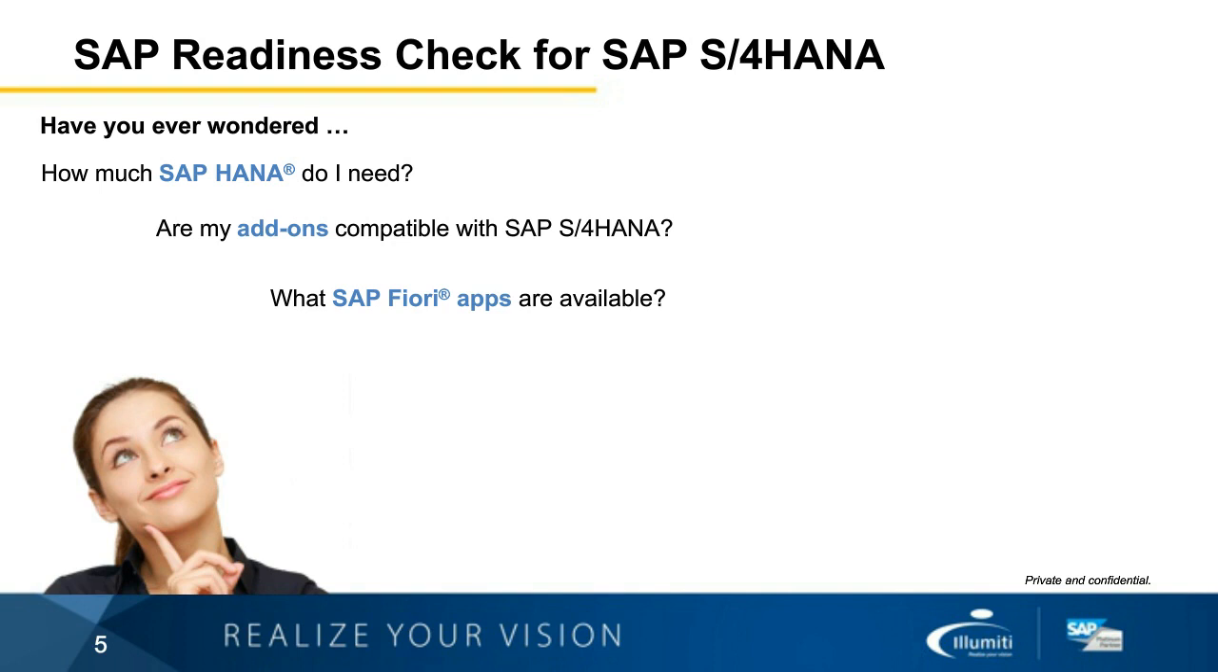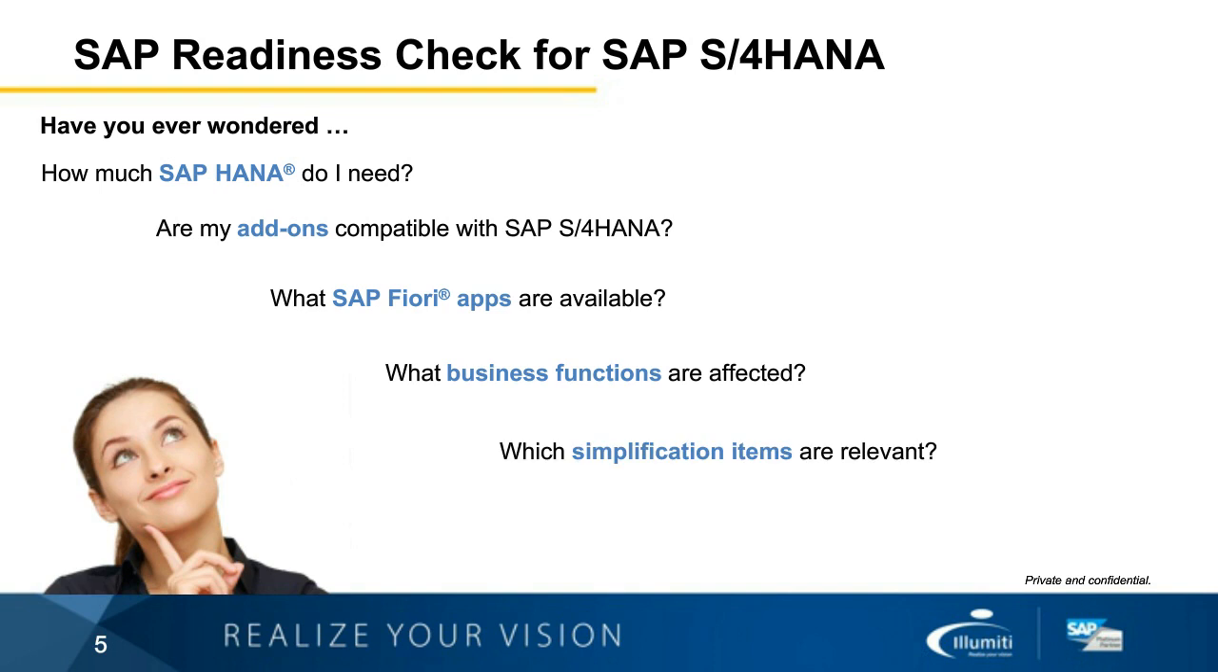In addition to that, what business functions are affected. So if you're looking at your business processes that you run today, which of those are being simplified by SAP, and how is that going to affect the way you run your business today? And then of all these simplification items outside of the business processes, but just generally across master data and everything else, which are actually relevant to your implementation.